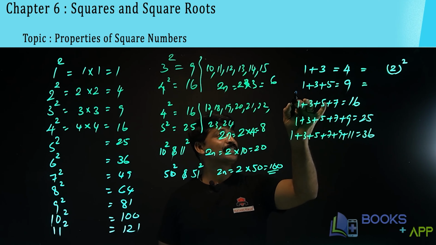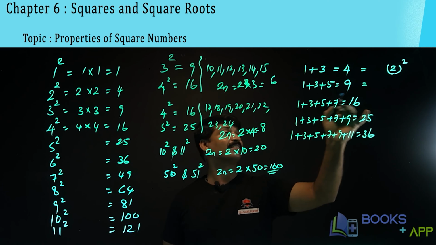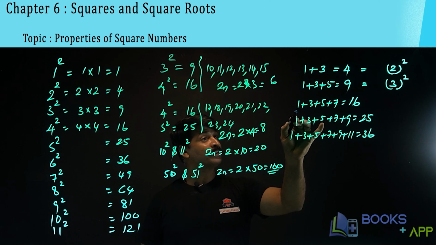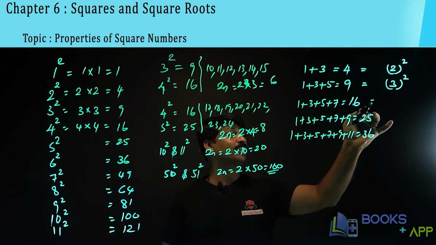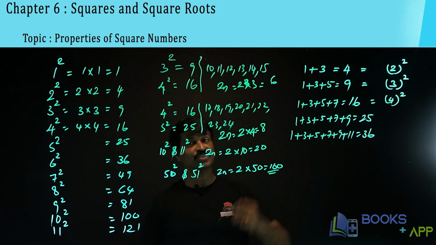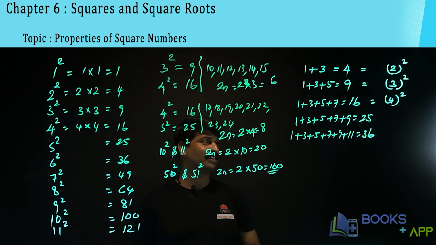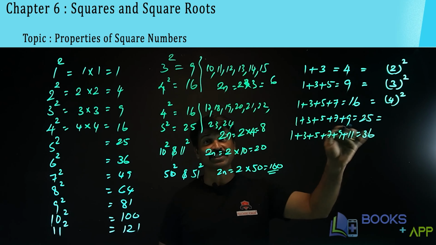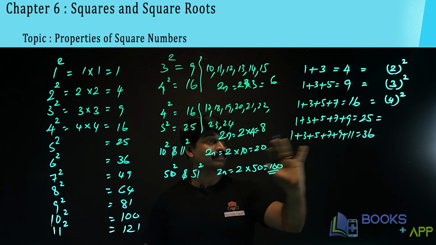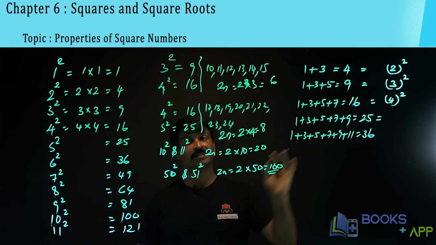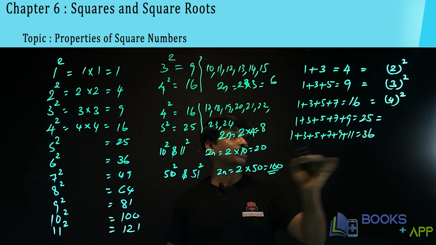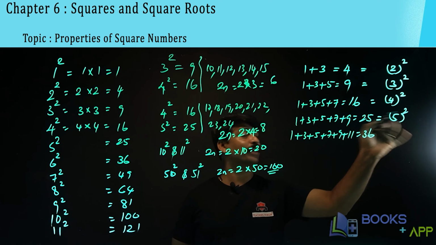Now the sum of first 3 odd numbers is 9. 9 is equal to 3 square. Sum of first 4 odd numbers is 16. That is equal to 4 square. Because 4 square is 16. Now 25. How did you get this 25? You see how many odd numbers are there? 5 consecutive odd numbers are there from 1. 1, 3, 5, 7, 9. The sum is 25. So how many are there? 5 are there. So that is 5 square.